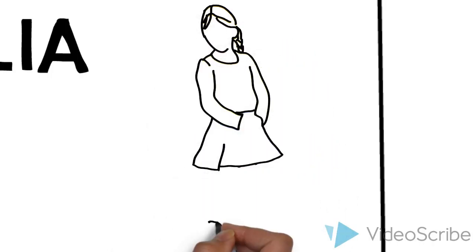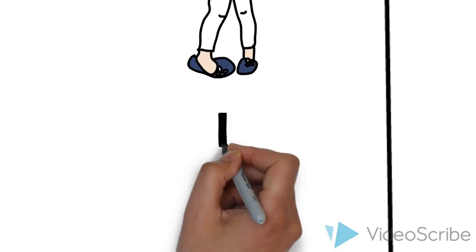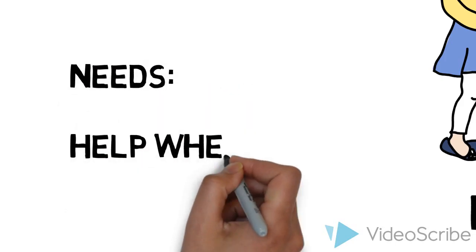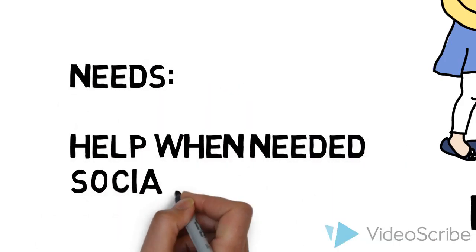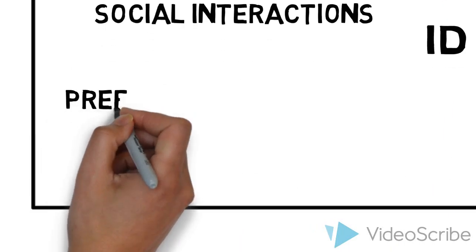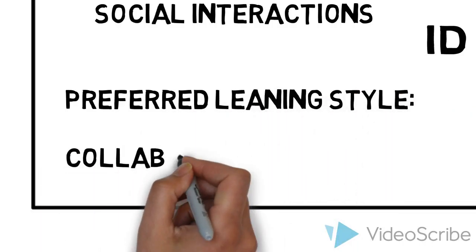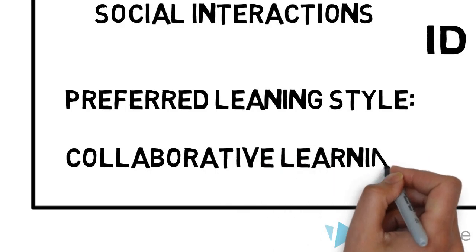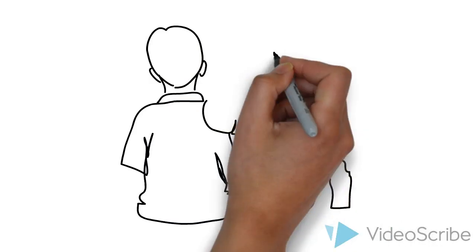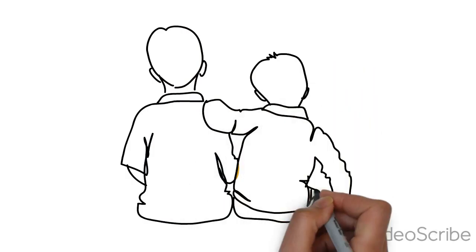Julia has an intellectual disability. Her needs include requesting help when needed and initiating social interaction, and she prefers collaborative learning. Throughout the whole entire lesson, Mr. Scott can make sure that it is always a social interaction between the students so they can compare and contrast the results and get an idea of what each student is thinking and what they agree on is wood or not wood.